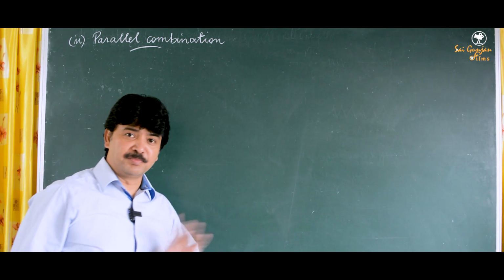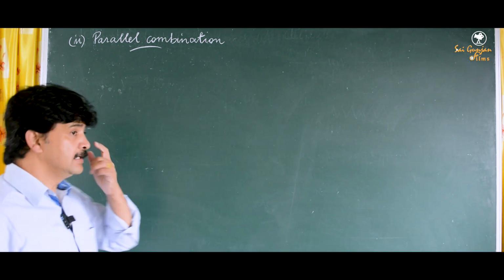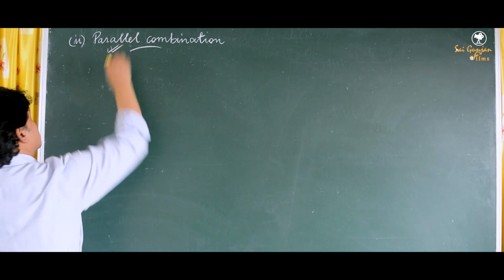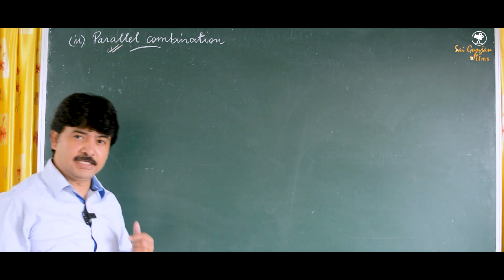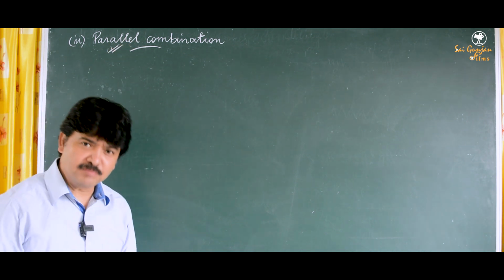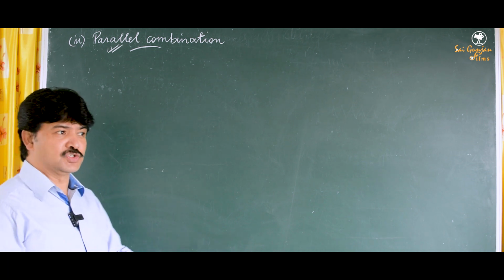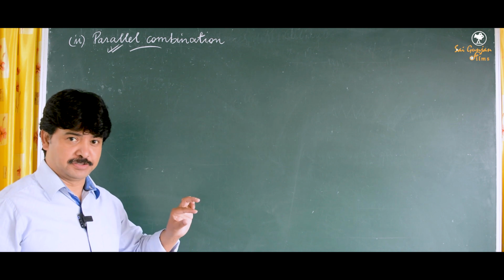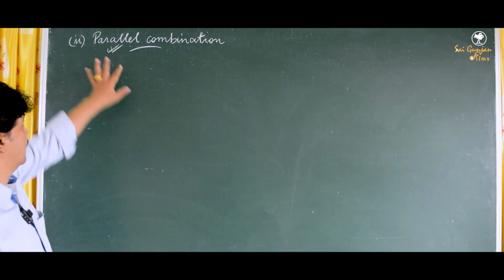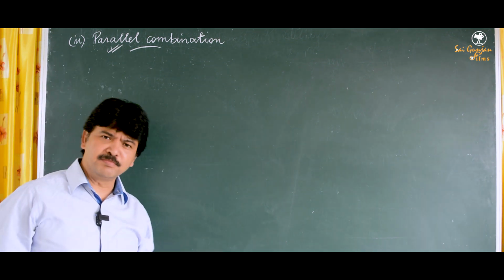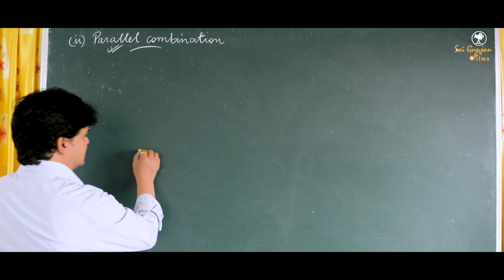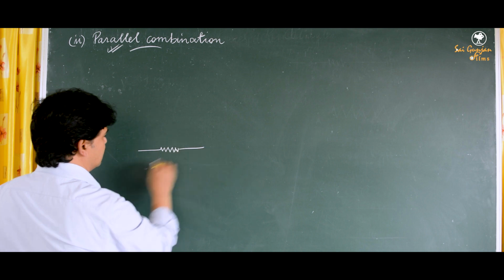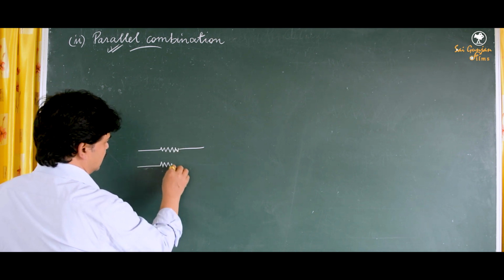The second type of combination is parallel combination. Although we use the word parallel, that does not mean that the resistances are to be connected in a parallel fashion. So although the term parallel is used here, it does not mean that all the resistances should be parallel to each other.